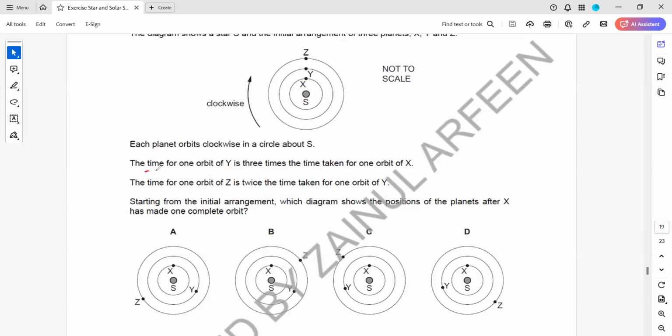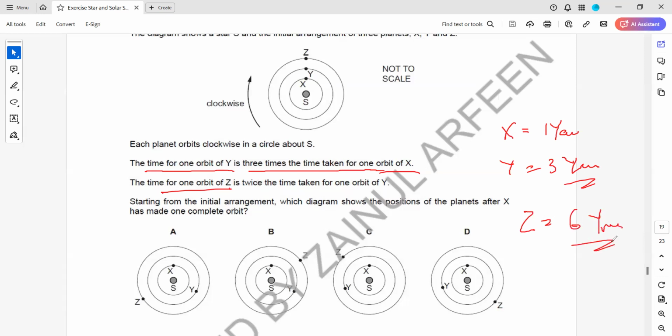Look, the time for one orbit of Y is 3 times the time taken for X. It means Y is three times slower than X. X is among the planets which are closer, so they move much faster and cover the orbit in a short time. For example, say for X it is 1 year, so for Y it will be 3 years, and for Z the time for one orbit is twice that, so Z will be 6 years.